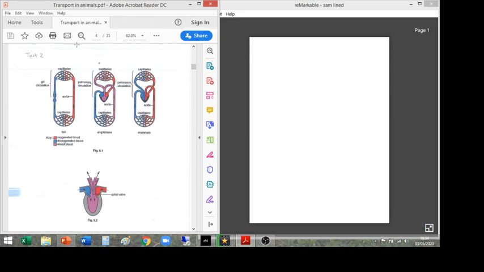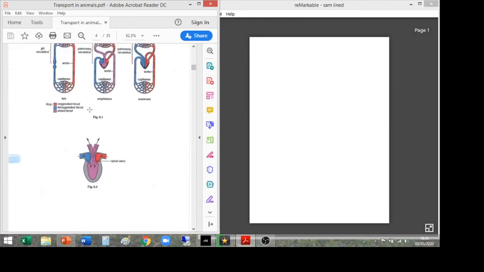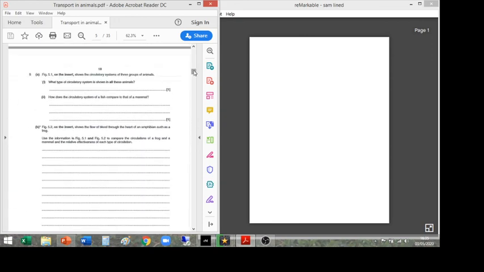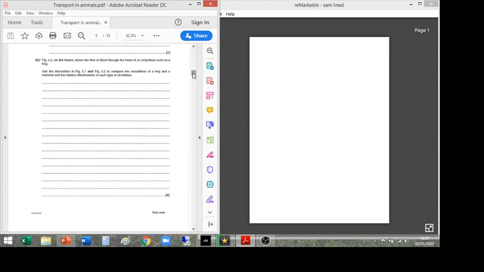So we can see here, we've got a lovely diagram of a fish single circulatory system and a mammal double circulatory system. And they've given you a diagram of an amphibian system, which is a little hybrid, isn't it? It's a little hybrid between the two. And they've given you a little zoomed in diagram of the amphibian's heart. So there's a couple of questions at the start, just comparing fish to mammals, one marker doing a statement, but the big one that I'm going to mark is this sixth marker.